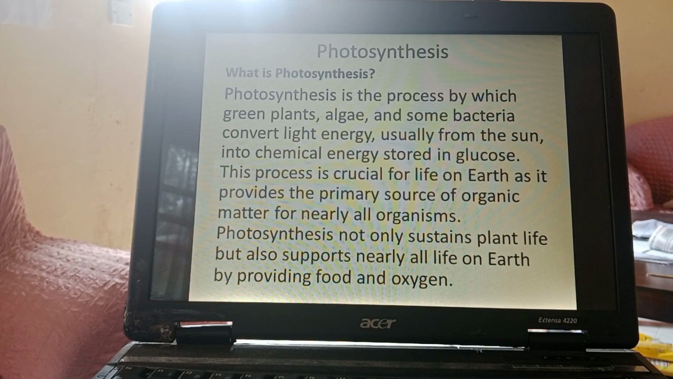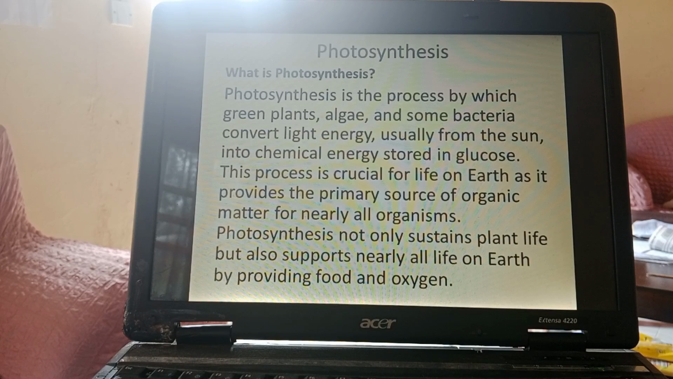So photosynthesis, we will first define what it is. Photosynthesis is the process by which green plants and algae and some bacteria, note, green plants, algae, and some bacteria, convert light energy, usually from the sun, into chemical energy stored in glucose. This process is crucial for life on Earth as it provides the primary source of organic matter for nearly all organisms.